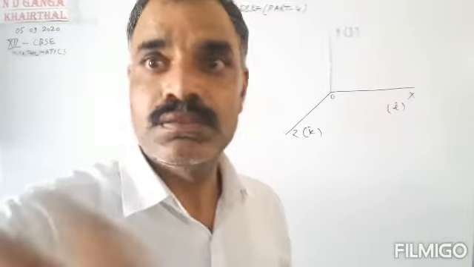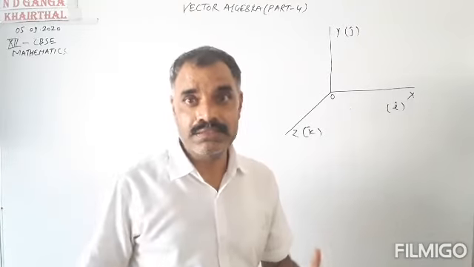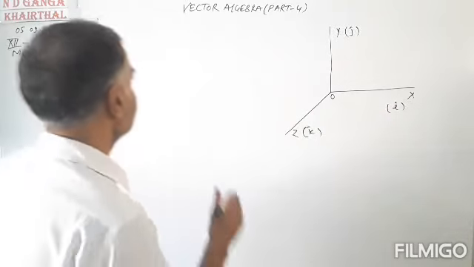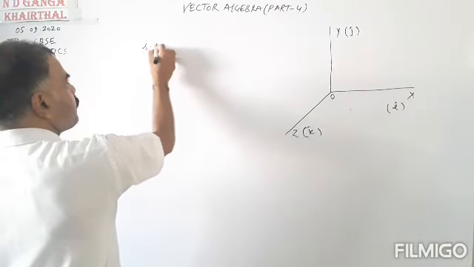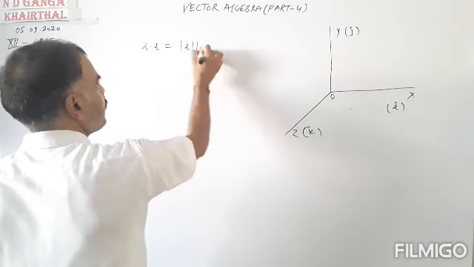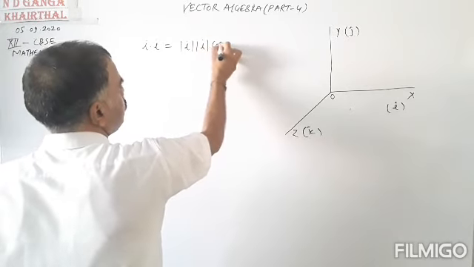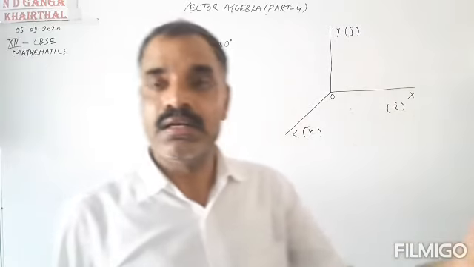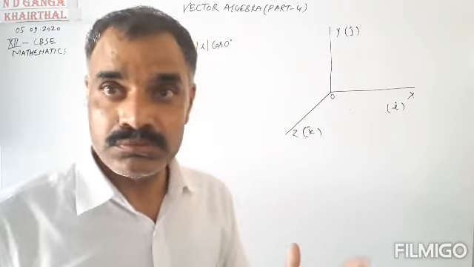Now we will discuss the dot product of all these. That is, we will discuss i cap dot i cap. i cap dot i cap equals magnitude of i cap, magnitude of i cap, cos of 0 degree. i cap is the same unit vector, so the angle will be equal to 0 degree.